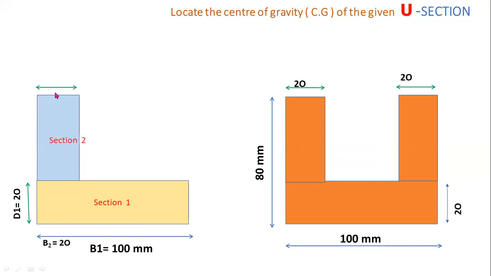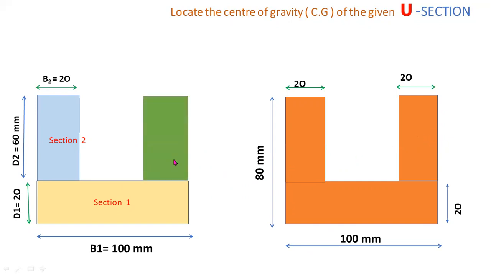B2 equal to 20 mm and depth D2 equal to 60 mm. Okay, here the total depth is 80 mm. You have to subtract this 20 value from this value. So the depth or height of this second section is 60 mm. In a similar way, you have to consider this section as section 3.